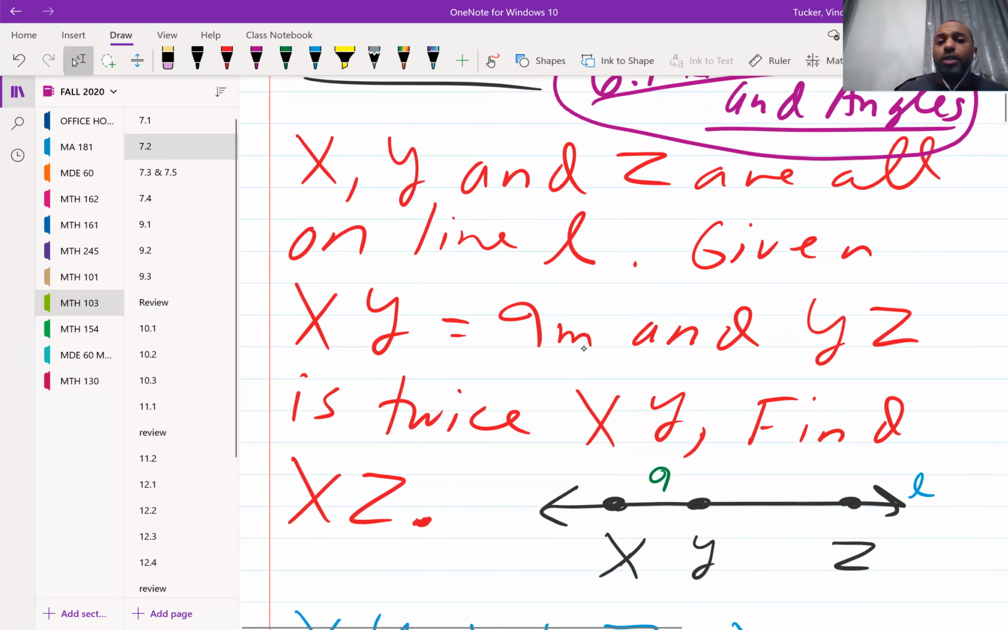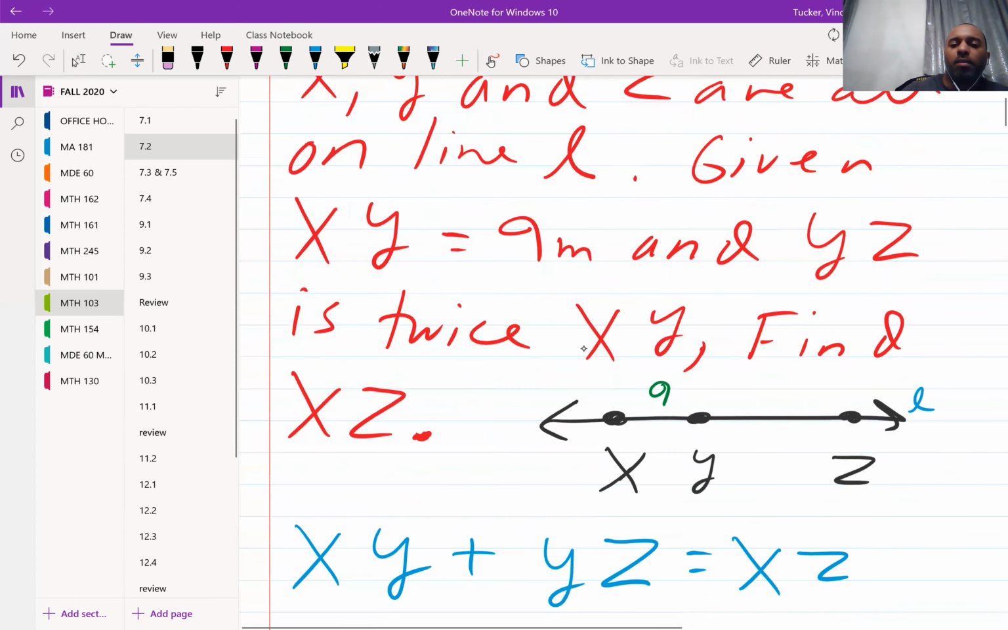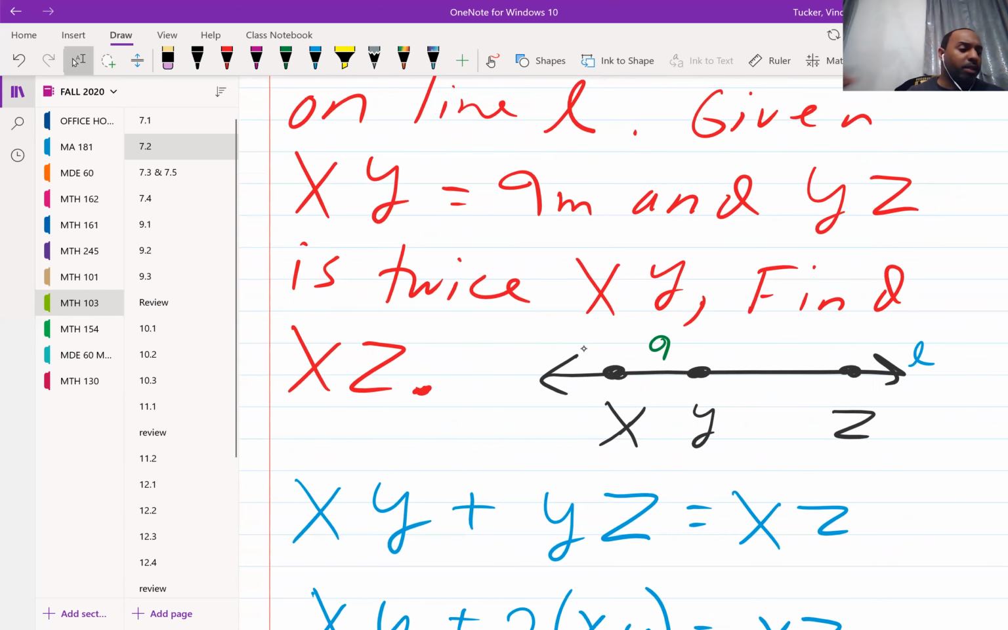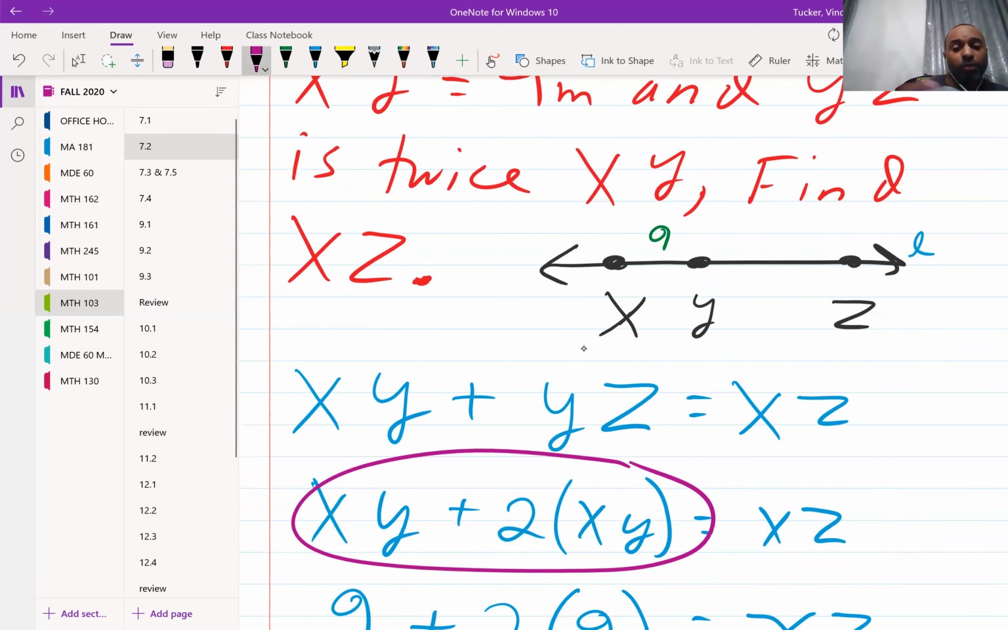All right, so it says XY is 9 and YZ is twice XY, so find XZ. So this is the diagram right here. We see this piece is 9 and this is twice that. A couple different ways you could do it, but let's set it up as an equation: XY plus YZ is equal to XZ, that whole segment. And this is the way it's given to us: we have XY, then YZ is twice XY.